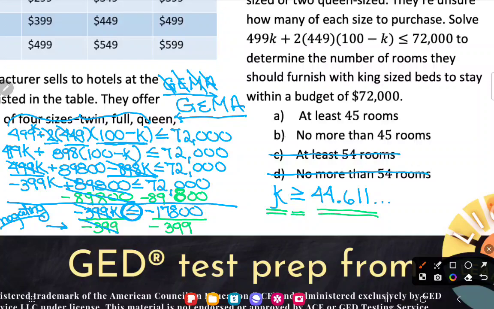So obviously B is not correct. It's not going to be no more than 45. We need it greater or equal to 45. So at least 45 rooms. Think about what at least means. A lot of times people see the word less and think it means less than 45. No, at least means it's okay for the king size beds to be equal to 45, but that's the least it can be. So I would also appreciate it if it was more than that. So at least 45 rooms have to be furnished with a king size bed, but they could do more than that if they wanted to. A is the correct answer.